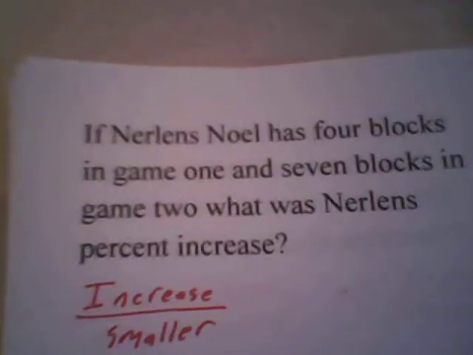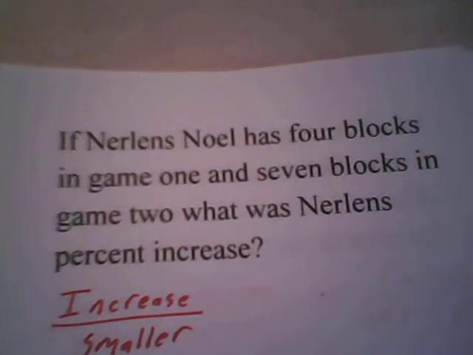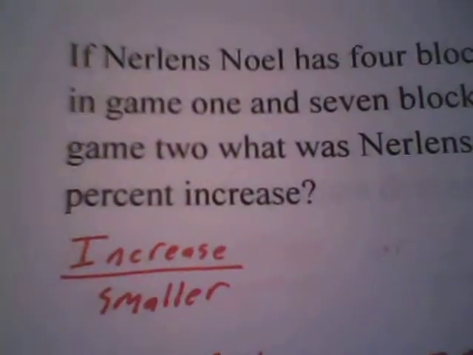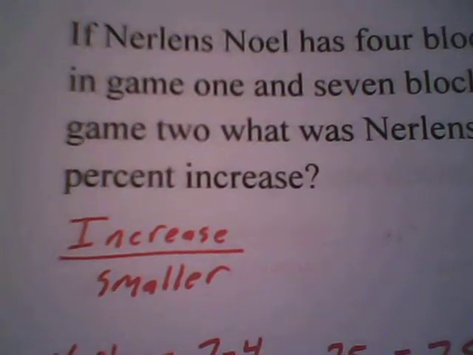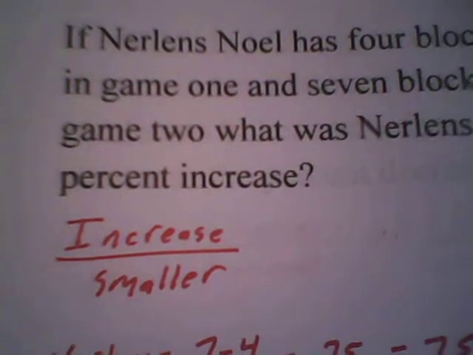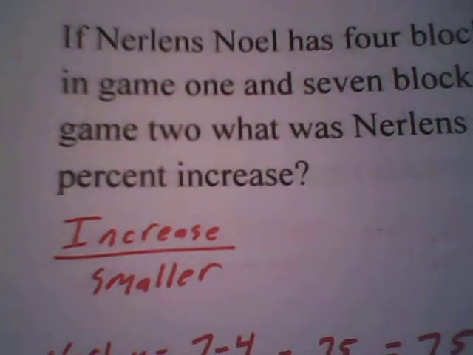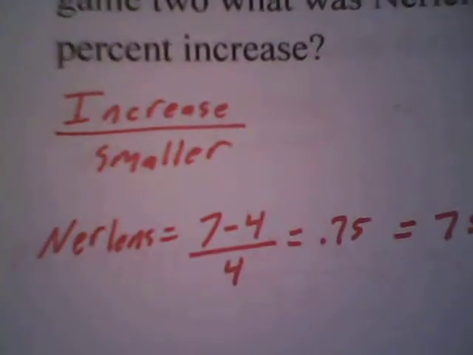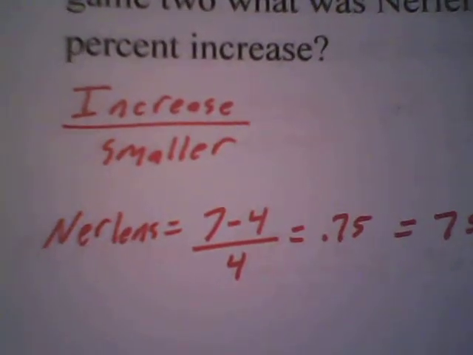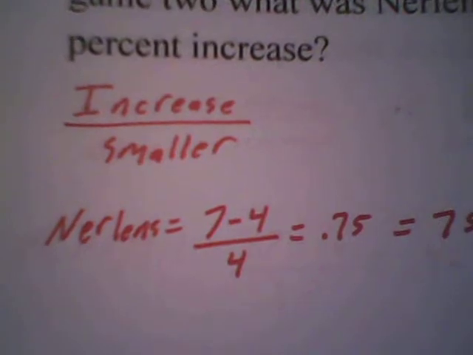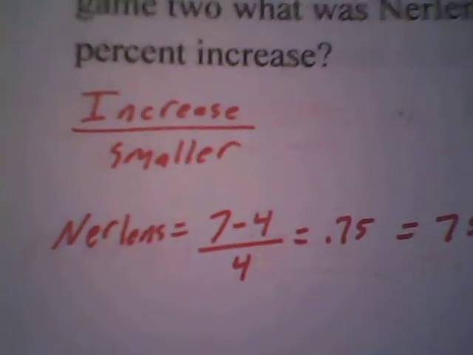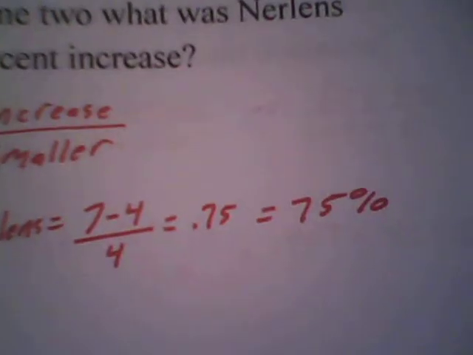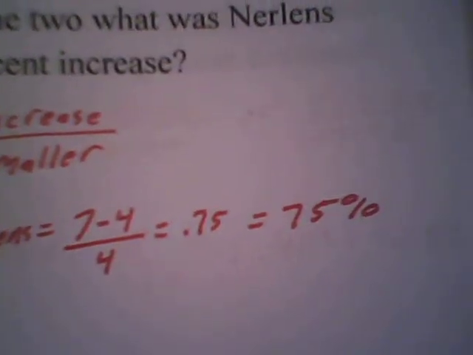If Nerlens Noel has 4 blocks in Game 1 and 7 blocks in Game 2, what was Nerlens' percent increase? Remember the formula again. It's the amount of increase over the smaller number. So I just wrote increase over smaller to abbreviate it for you. So Nerlens, he had 7 blocks in his second game and 4 blocks in his first game. So 7 minus 4 leaves 3. 3 over 4 is 0.75, or 75% was the percent increase for Nerlens Noel on blocks.